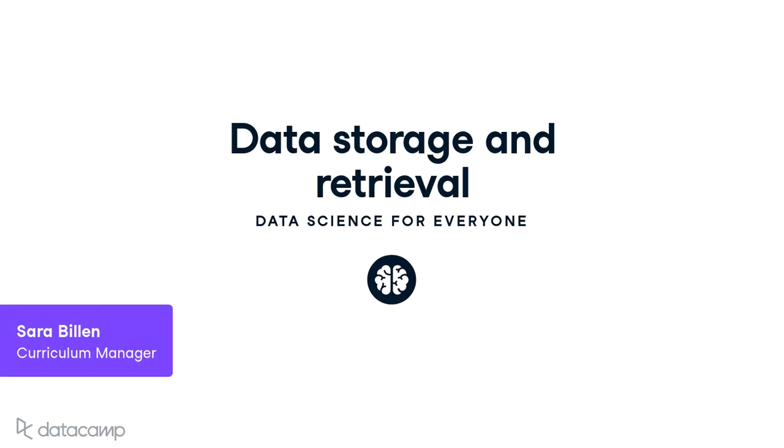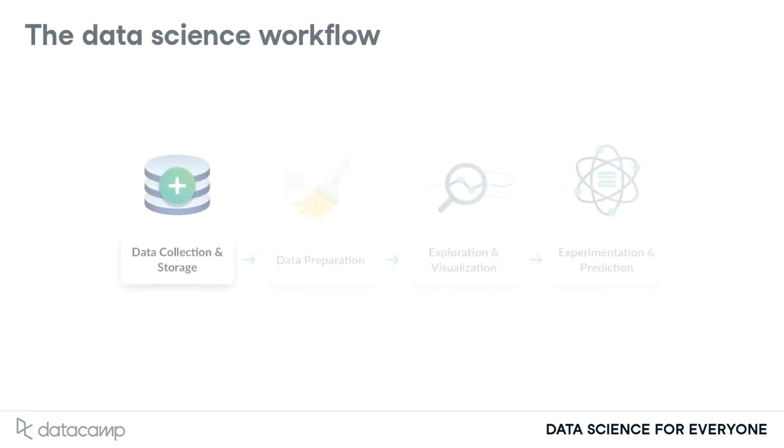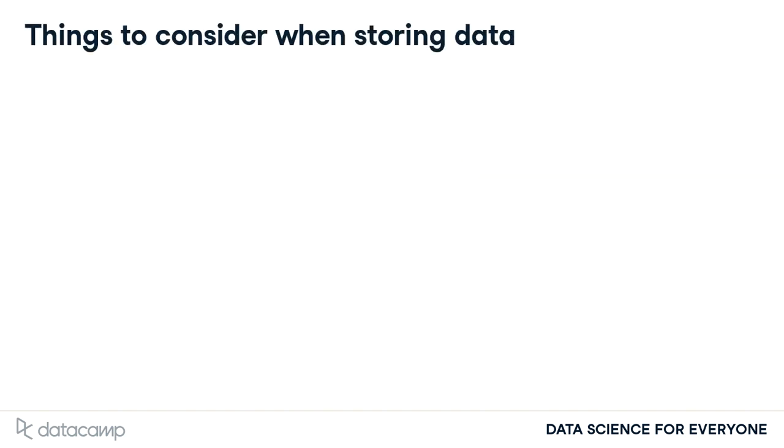Previously in this chapter, you learned about different data sources and data types. Now, let's discuss efficient ways of storing and retrieving the data that was collected. As you can see, this is still part of the first step in the data science workflow we defined before. When storing data, there are multiple things to take into consideration.